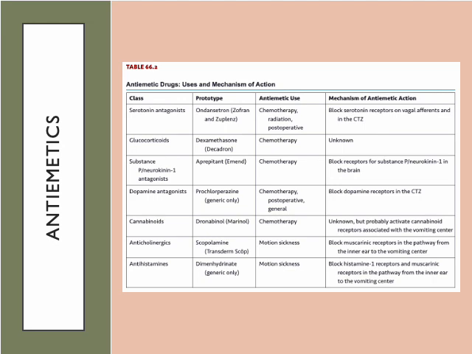It's an anticholinergic, and we know that anticholinergics block the muscarinic receptors, but specifically here the reason it works is because it's blocking those receptors in the pathway from the inner ear to the vomiting center. The same thing is happening with the antihistamines that are also used for motion sickness, except in addition to the muscarinic receptors, it's also blocking the histamine 1 receptors, again in the pathway from the inner ear to the vomiting center. So please know the difference between the ones that we use primarily for chemo, the ones we use primarily for post-operative reasons, and those used for motion sickness.